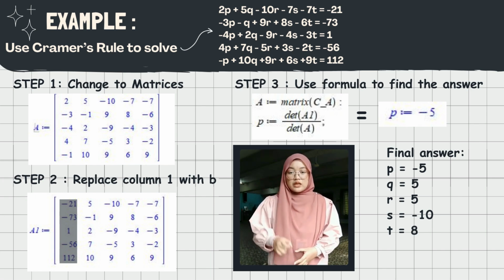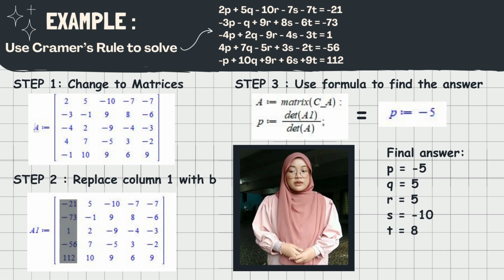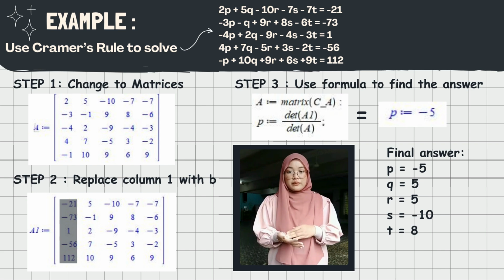For step 3, we need to use the formula to find the answer. The formula is P equals determinant of A1 over determinant of A. From the matrices that we created before, we need to find the determinants. After we find the determinants, we solve using the formula.